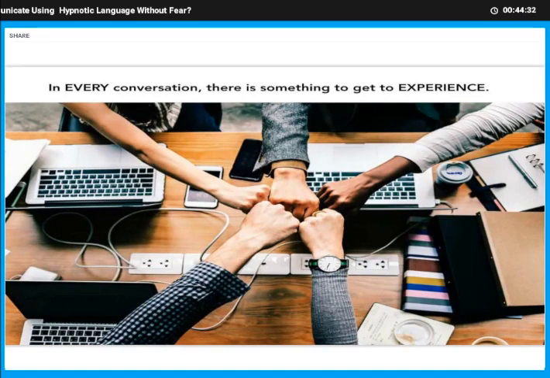So what happens? We don't live in the present moment. In our head, we process the words faster than we listen. We don't listen fully. We go forward before the speaker says something. In every conversation, there is something to get to experience.